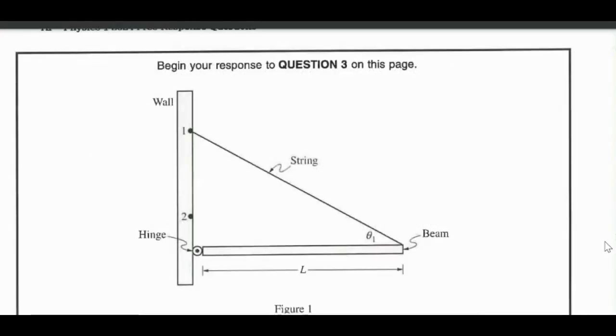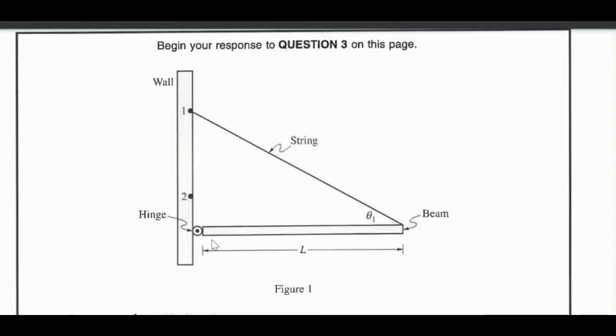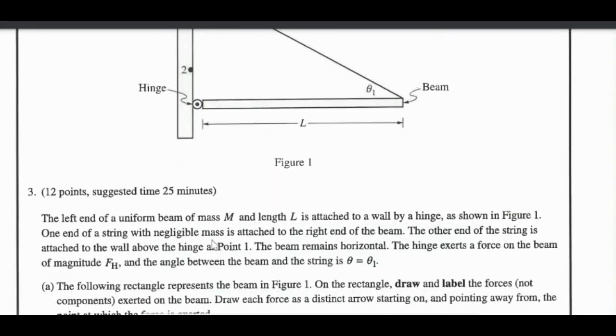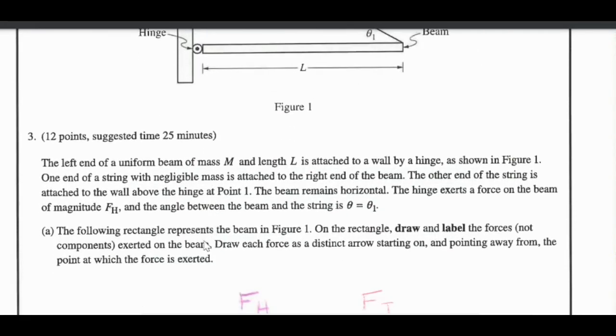Number 3. So we have a wall here with a string and a beam, and everything is all at rest. So it says the following rectangle represents the beam in figure 1. On the rectangle, draw and label the forces exerted on the beam. Draw each force as a distinct arrow starting on, pointing away from the point at which the force is exerted.